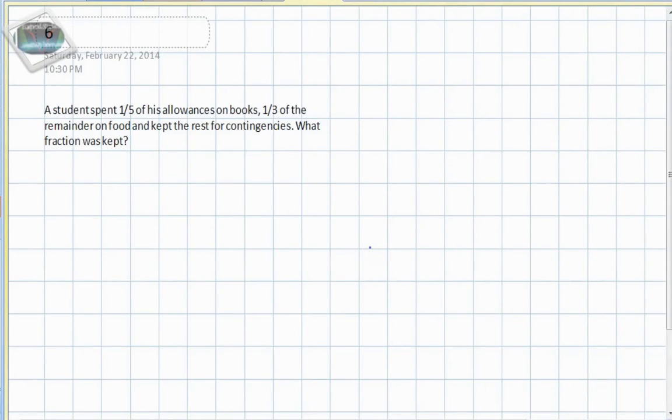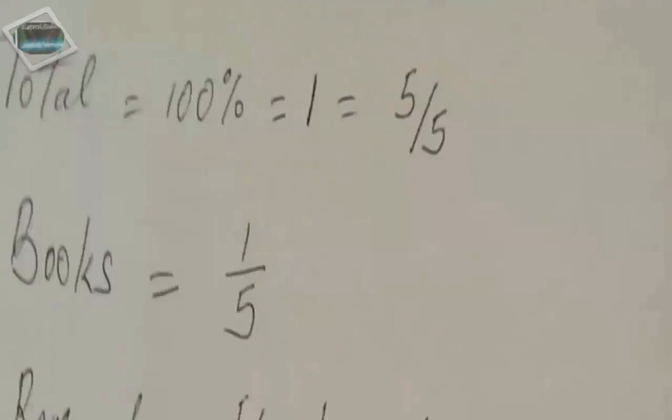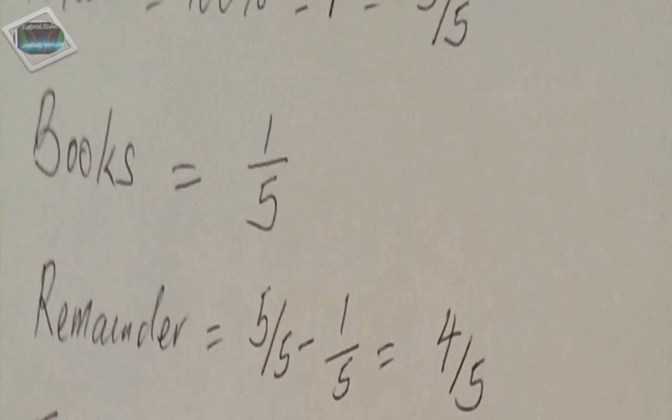Question 6 is another word problem, and it says a student spent 1/5 of his allowances on books, 1/3 of the remainder on food, and kept the rest for contingencies. What fraction was kept? Okay, so you need to think of what you're starting out with. You're starting out with a whole, 100%, 1. And we're working in terms of 1/5, so we're going to change this over into 5 over 5, because 5 over 5 is the same thing as 1. Then we're going to subtract 1/5 and get 4/5.